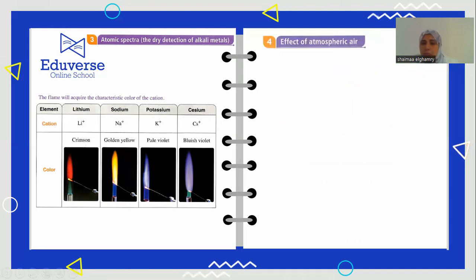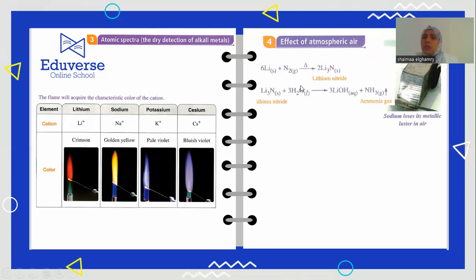The effect of atmospheric air: as we said, these elements are very active. They have very low ionization potential energy, so they react spontaneously with air, and this activity increases down the group. Sodium, as you can see, the piece of sodium has luster in front of you. Lithium can react with nitrogen in air in the presence of heat to form lithium nitride. This lithium nitride, when dissolved in water, forms lithium hydroxide and ammonia gas evolves.